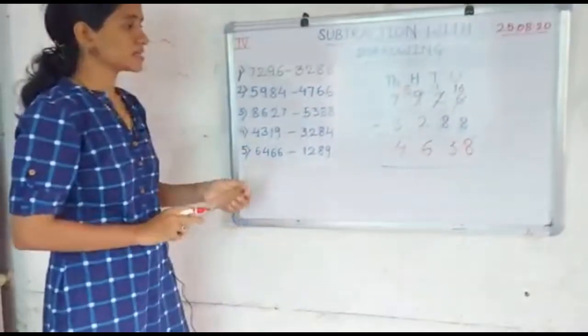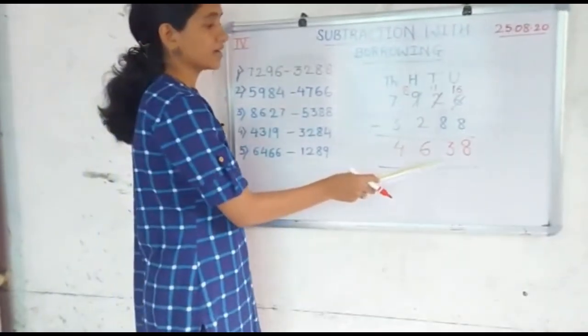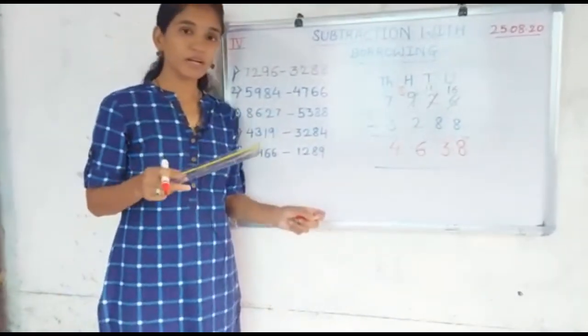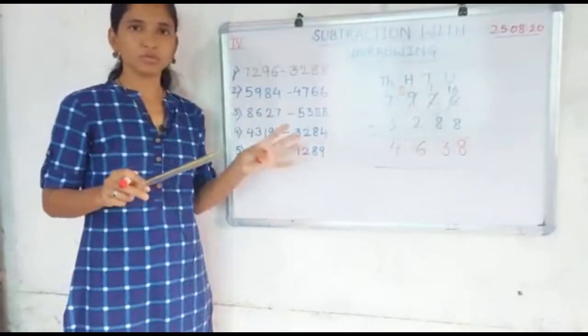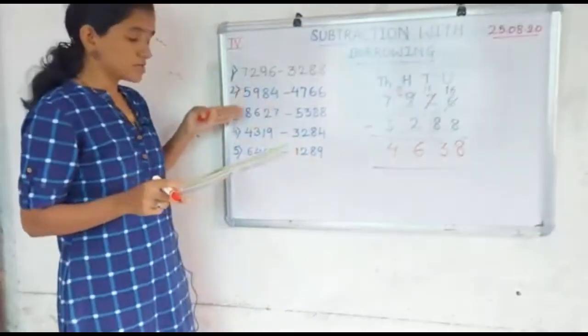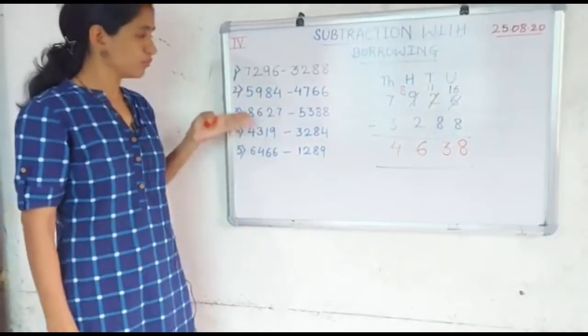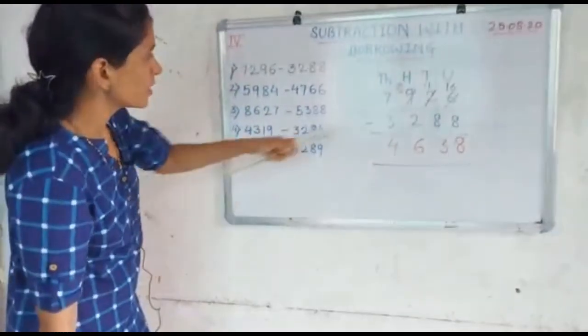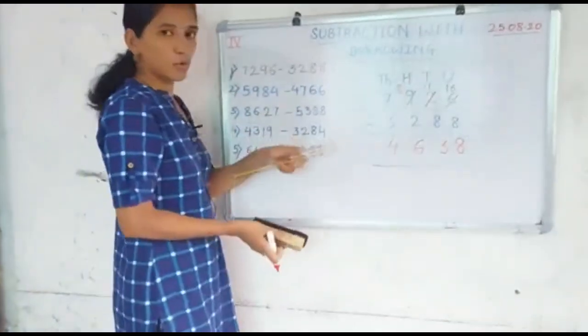So the answer is 4638. I think by this example you might be a little confused, but no need to worry. We are going to solve four more problems. Your doubts will be cleared one by one. So here's the first question. Now I'm going to rub this.